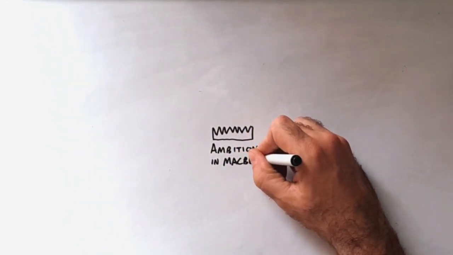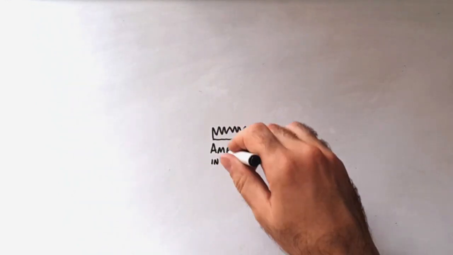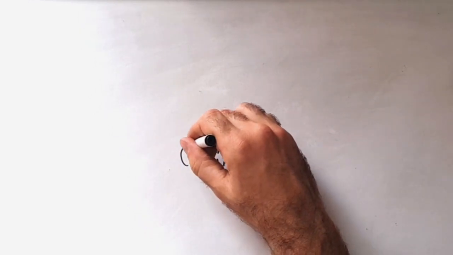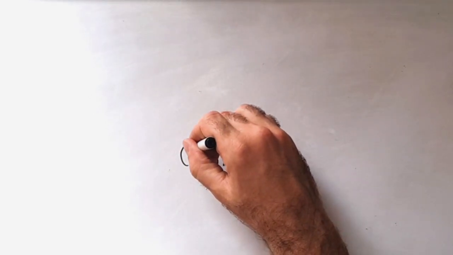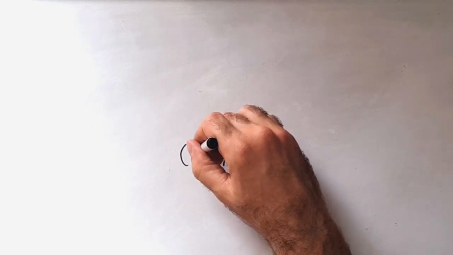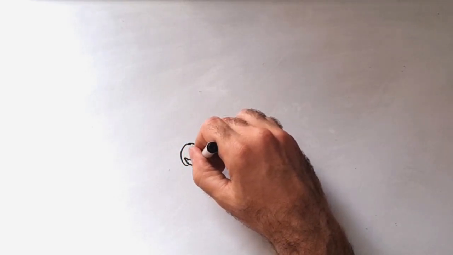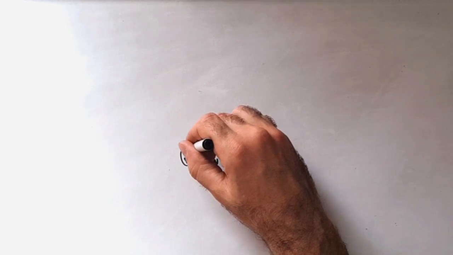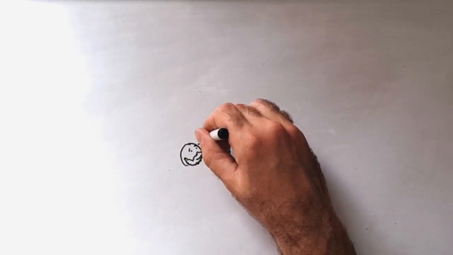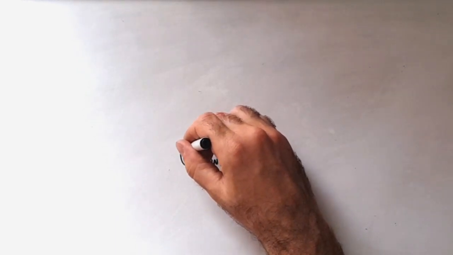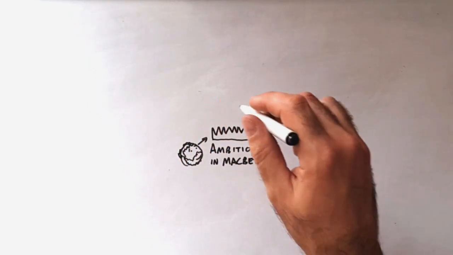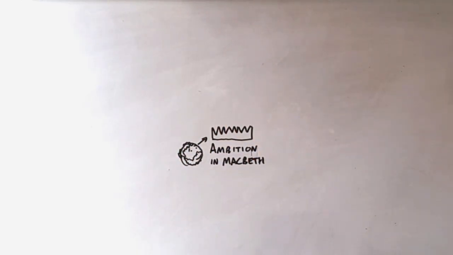Let's put the play name in as well, Ambition in Macbeth. And maybe it'd be quite fun to draw Macbeth's head here as well, because he's looking at the crown. So should we draw him in there? Draw Macbeth with the beard. Remember, the idea is not to draw beautifully, but just to give a simple picture reference for what you're trying to get across.